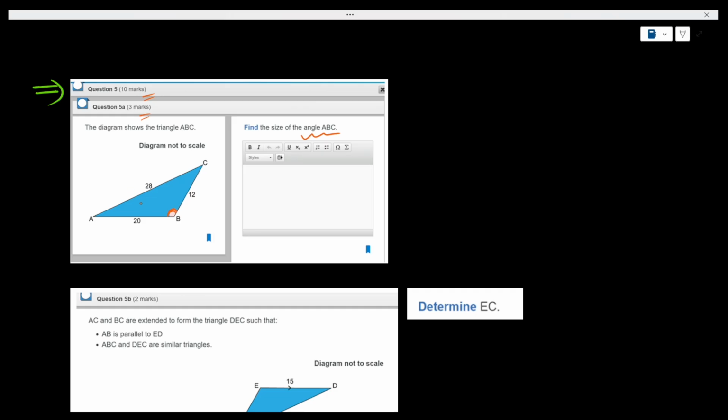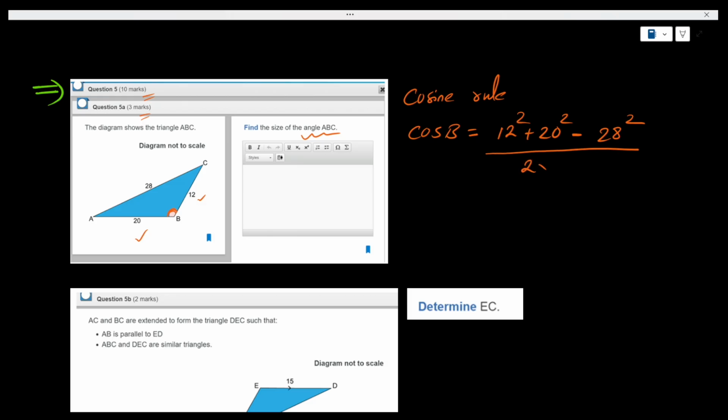Now you know that all three sides are known. That means we have to use the cosine rule. When finding an angle, cos B will equal 12 square plus 20 square minus the opposite side square, by 2 times 12 times 20. So B will be cos inverse of that. If I do this simplification, I am getting minus 0.5.